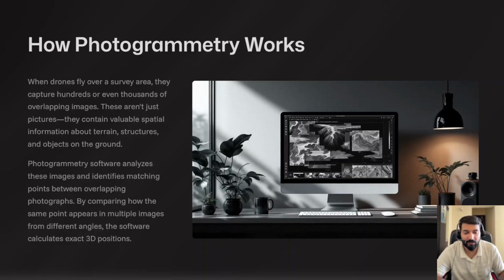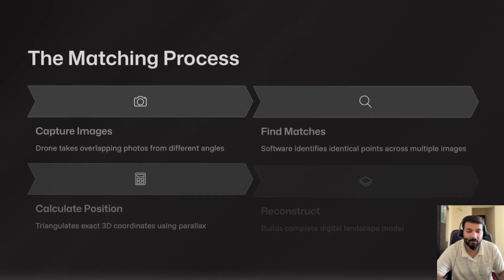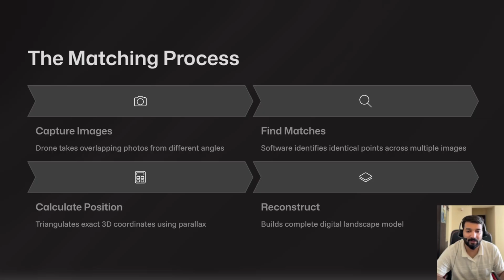When drones fly over a survey area, they capture hundreds or even thousands of overlapping images. These images are not just pictures, they contain valuable information about the terrain, structures, and objects on the ground. Photogrammetry software analyzes these images and identifies matching points between overlapping photographs. By comparing how the same point appears in multiple images taken from different angles, the software can calculate the exact position and elevation of that point in three-dimensional space. This process allows the software to reconstruct the landscape digitally.